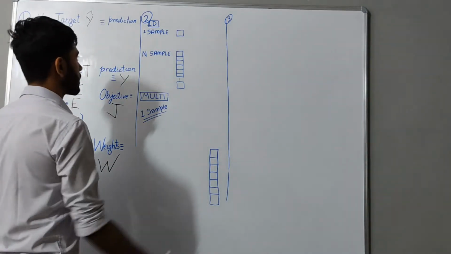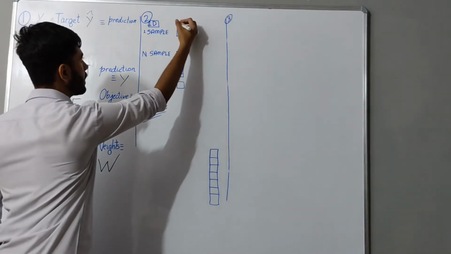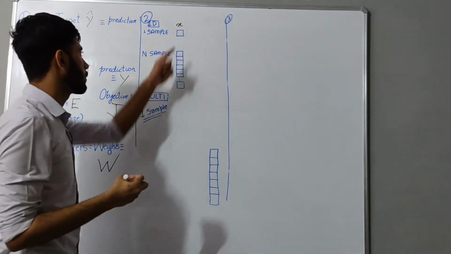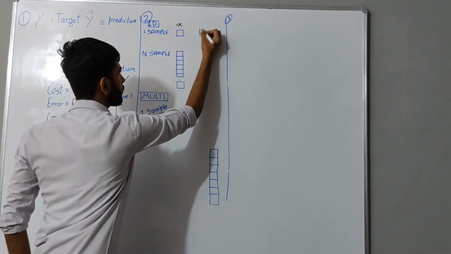In 1D linear regression, when I had one independent variable x, or I can say when I had one x, I had to find one output y.